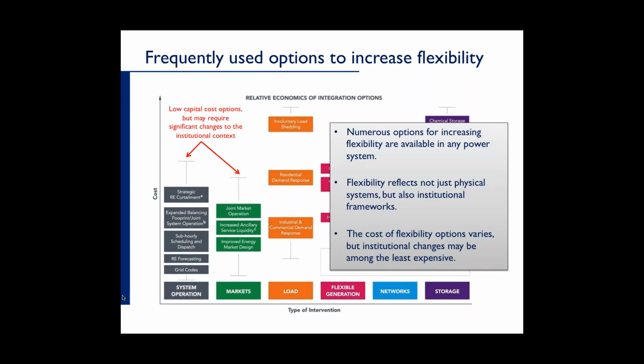And so what you see here in this gray box that just appeared on the screen, this is a summary of, I think, the key points that you can take from this particular slide. There are many options for increasing flexibility. Every power system starts from a different starting place. So some systems may have implemented some of these things already. Others may not have implemented very many of these, but there are many, many options. And one of the really key points is that even though I may have a lot of flexible generation, I may not have the appropriate institutional framework in place to allow me to access that flexibility.